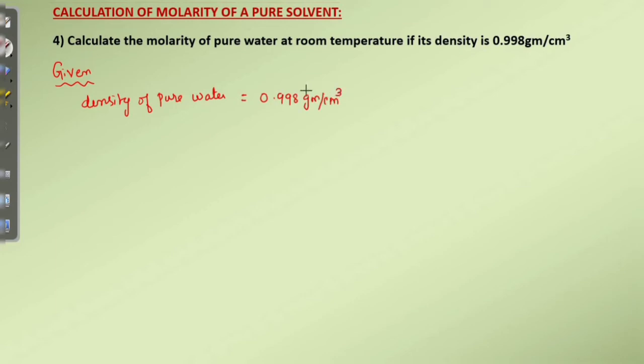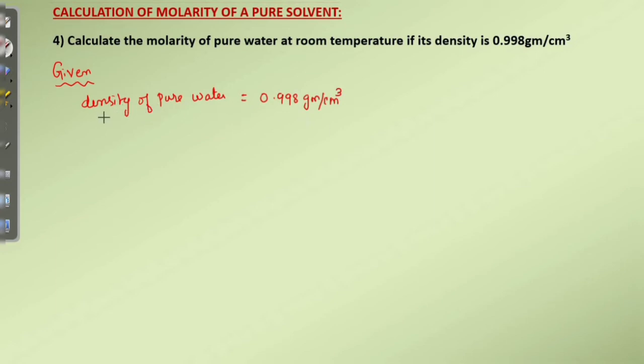See, if you want to calculate the molarity of a pure solvent, it can be found out by calculating the number of moles of the solvent. Okay, it is possible. How to find out the number of moles of the pure solvent? By knowing the mass of the pure solvent and the molecular mass of the pure solvent. How to find out the mass of the pure solvent? Nothing else is given, is it not?